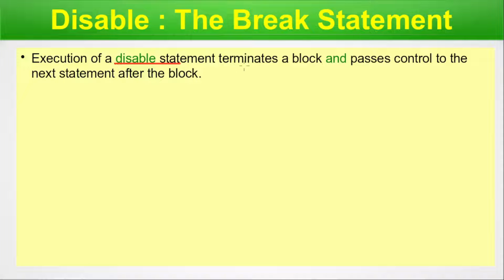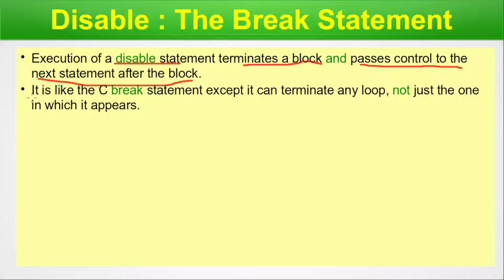Disable the break statement. Now we have come across multiple loops here. However, we have not seen any break statements used in Verilog. In Verilog, the breaking style or the break statement is different, and that is called the disable statement. Here we will see how to use it. Execution of a disable statement terminates a block and passes the control to the next statement after that block. It is like the C break statement, except it can terminate any loop, not just the one in which it appears. So it is much more powerful than the C break statement, and you will see in the example how powerful it is.